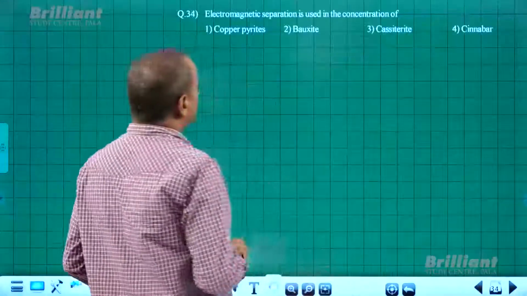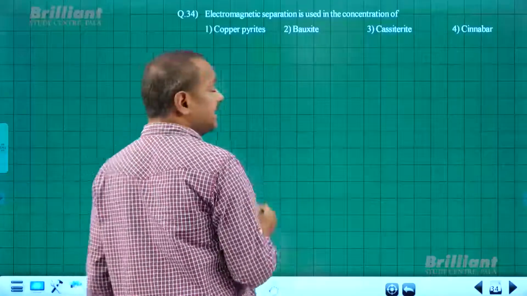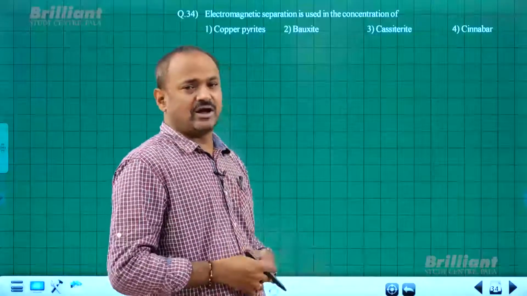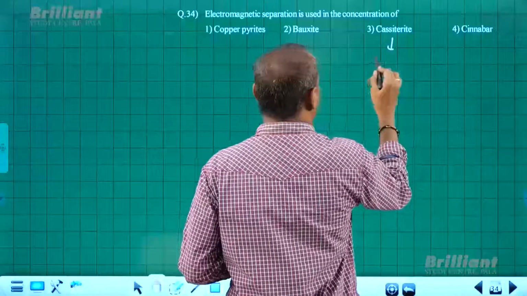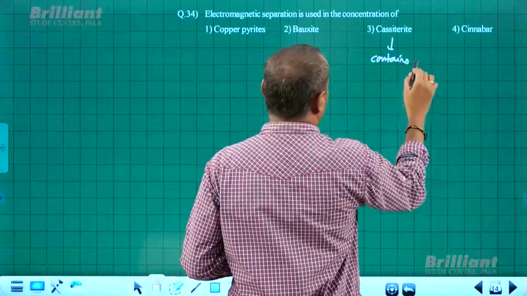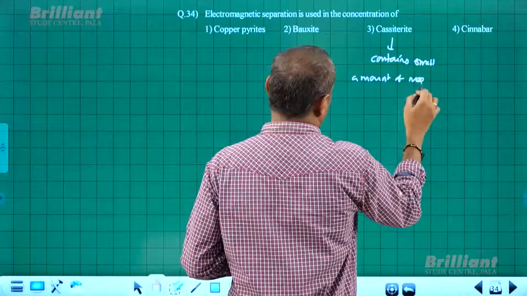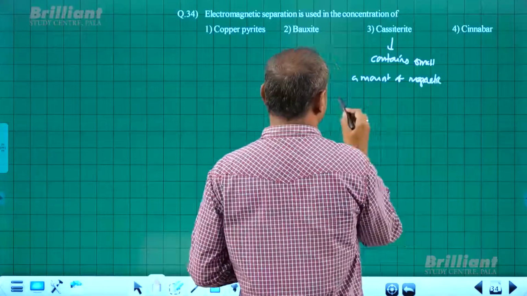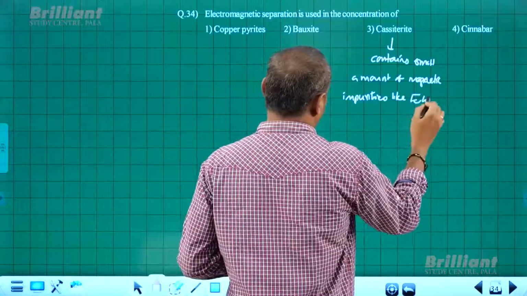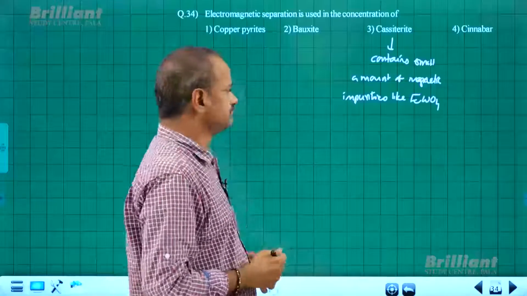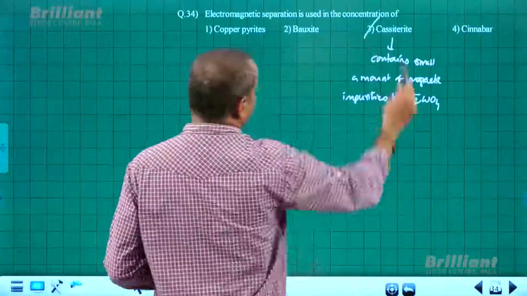Next, electromagnetic separation is used in the concentration of which? That is the separation of magnetic material from non-magnetic impurities, or separation of non-magnetic material from magnetic impurities. Tin stone contains a small amount of magnetic impurities like FeWO4. That's why this is used.